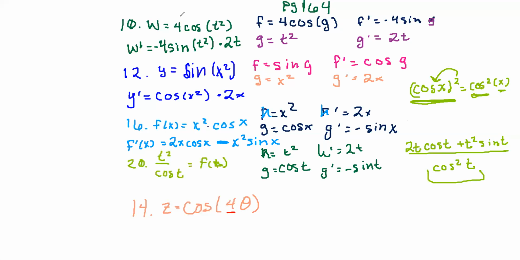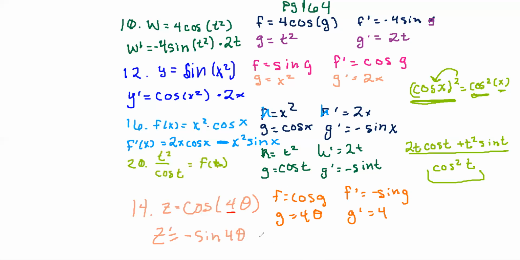So our last one, what is the derivative of this? We said we were going to use the chain rule. We can certainly use the chain rule. We also have what we had going on last week. Let's say that f is equal to cos g, f prime is equal to negative sine g, g is equal to 4 theta, and g prime is equal to 4. So z prime is going to be equal to negative sine 4 theta times 4, or negative 4 sine 4 theta. Okay.